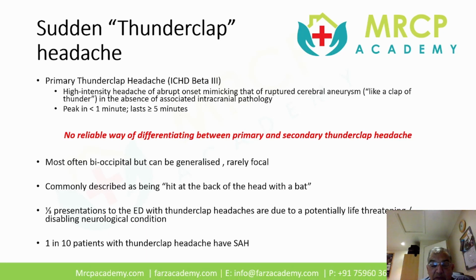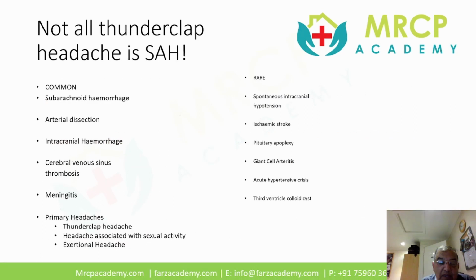Most of these patients present to the emergency room with a thunderclap headache, which could be potentially life-threatening, and only 1 in 10 will generally have a subarachnoid hemorrhage. There are other causes for this as well. Some of them include arterial dissection, intracranial hemorrhage, cortical vein thrombosis, meningitis, and then of course there is a primary thunderclap headache as well. Spontaneous intracranial hypotension can also present with a thunderclap onset, where there's a sudden drop of pressure in the brain.